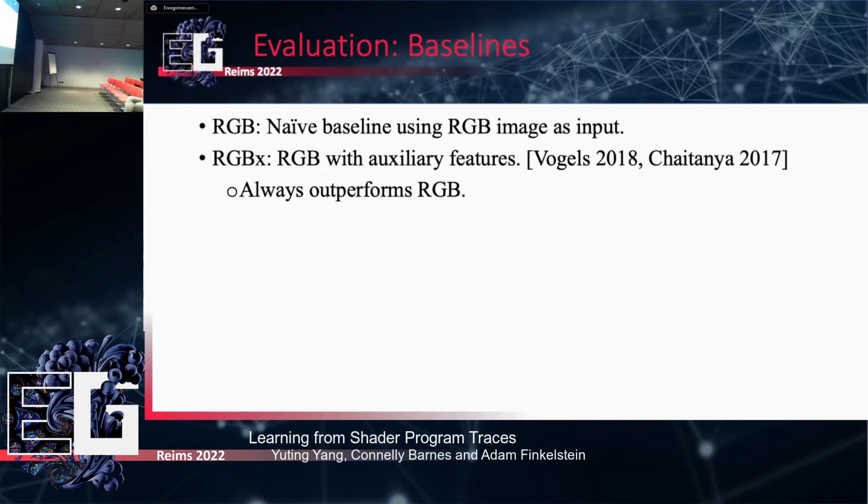We find the RGBX baseline always outperforms RGB, so we report only the RGBX whenever possible. We additionally include the supersampling baseline for denoising application only. Samples are chosen to have comparable runtime with the neural network inference time.